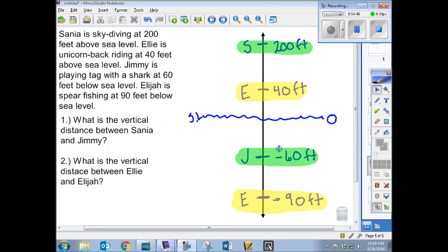Okay, so what is the vertical distance? Now, I still see people drawing. I still see people doing other things. Be with me so we can understand this. Let's really understand this, because it's not really hard, it's new, and it's a different way of thinking.